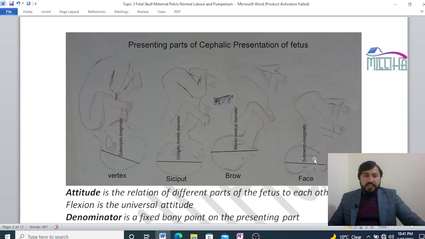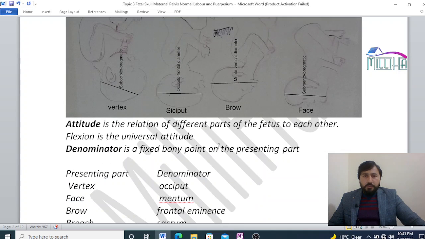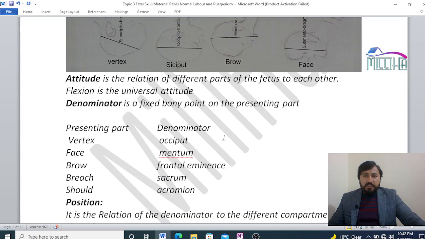Next is face presentation. In face presentation, the neck of the fetus is fully extended, so the presenting part is face. All of these are cephalic presentations, and the presenting part is vertex, sinciput, brow and face. In this position, the diameter is very large, so vaginal delivery is not possible. So a low segment cesarean section is done.